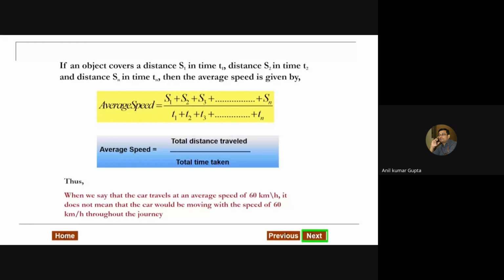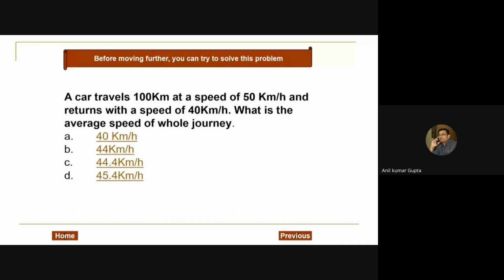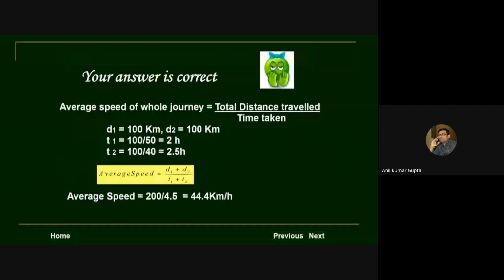Now, next screen, there is one inbuilt practice task question. A car travels 100 km at a speed of 50 km per hour and returns with a speed of 40 km per hour. What is the average speed of the whole journey? Now, the student can take his own time and calculate. Say the answer is C, 44.4 km per hour. So again, his answer is being reinforced. The calculation is also given, and now he will move to the next screen.